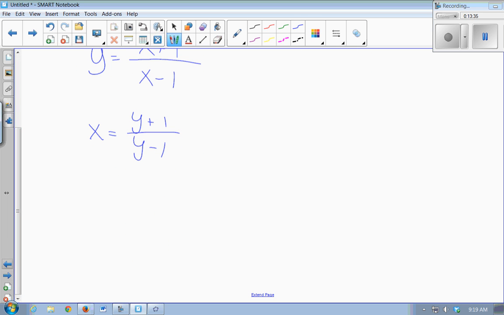Okay, so the whole idea here now is I just need to get the y by itself. So I'm going to multiply both sides of this equation by my y minus 1. So on the right, they cancel. And I have y plus 1 equals xy minus x.